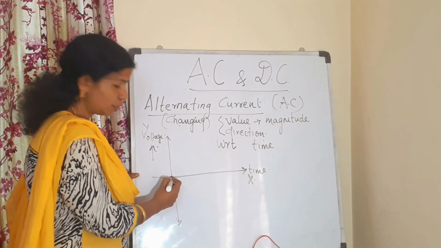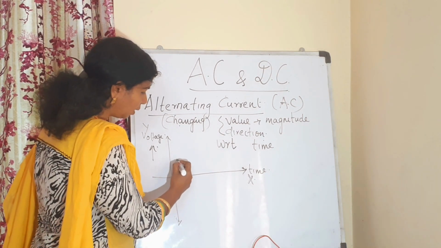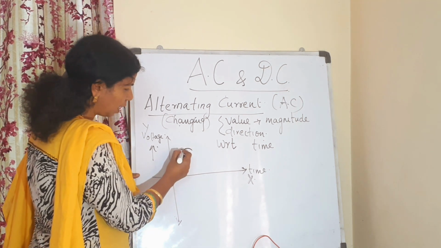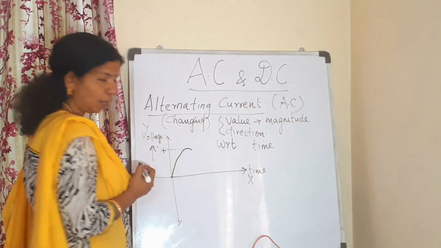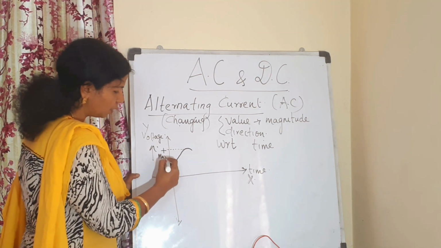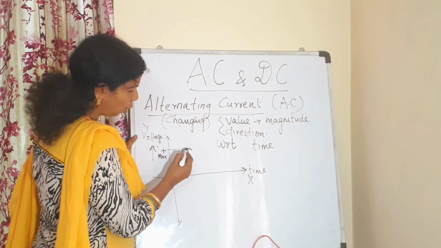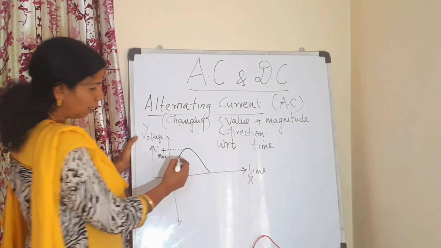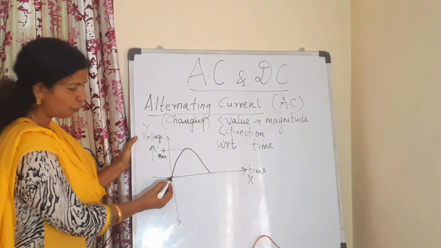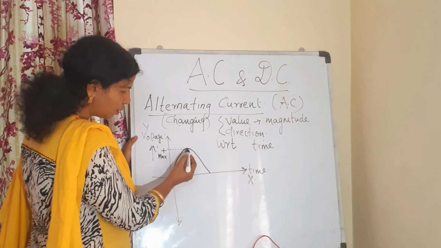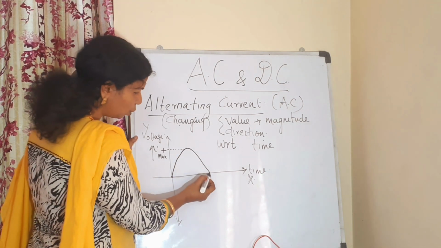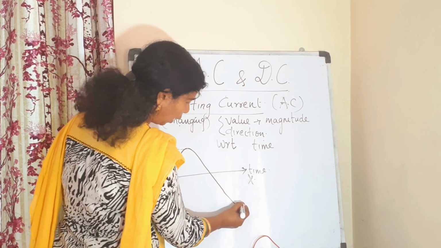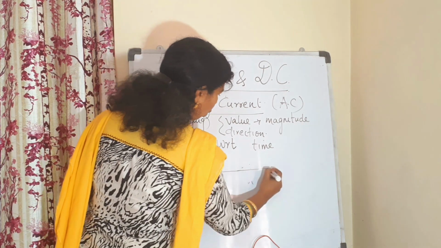At first it starts from 0. Then it slowly increases and goes to the maximum positive value. Then again it slowly comes down and reaches 0. So first it increases from 0, goes to a maximum positive value, then decreases to 0, and still further it decreases to the minimum negative value like this.